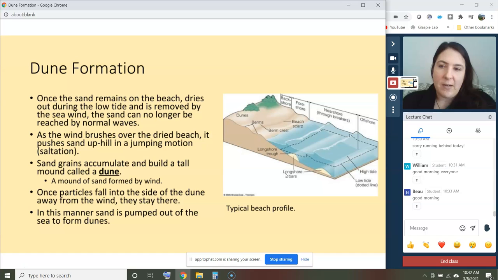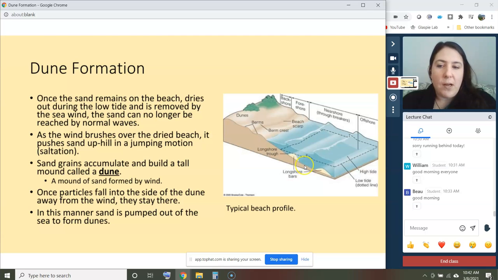And so in that case, you might actually get sand that's placed a little higher on the beach. And the next slide tells you what happens to that sand. So once the sand remains on the beach, if it remains there and dries out during low tide, it can be removed from the surf zone by winds. And once it's removed from the surf zone by winds, then it can no longer be reached by waves, and it becomes a more permanent fixture of the beach.